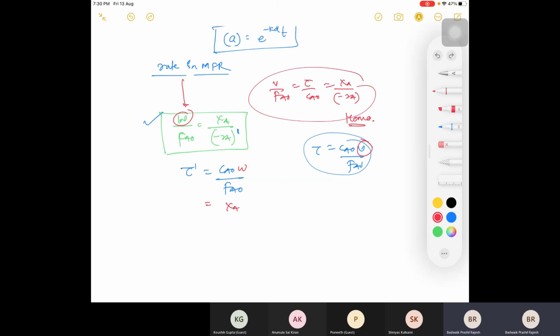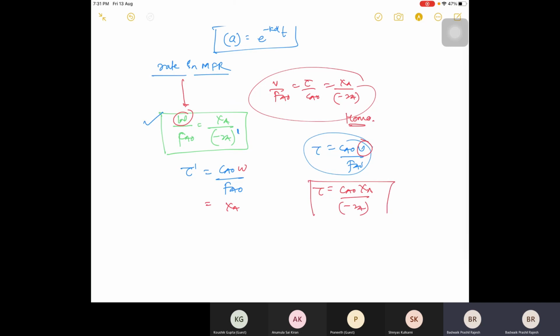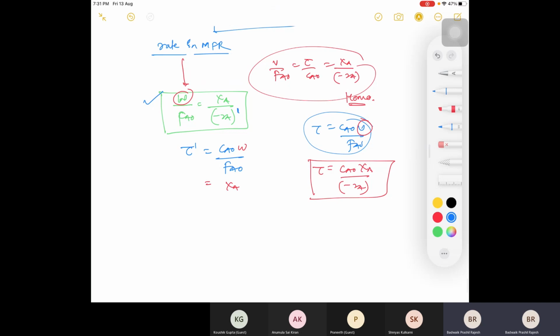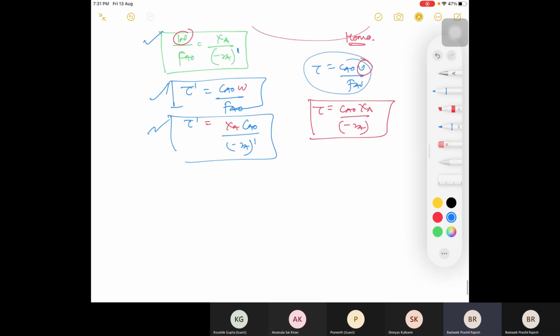So you can see from this, what is my equation of tau here? Tau is equal to Ca naught Xa divided by minus Ra. What will be my tau dash? It equals Ca naught Xa times W divided by Ca naught divided by minus Ra dash, right? So you guys are up to this. Is everyone clear with this?